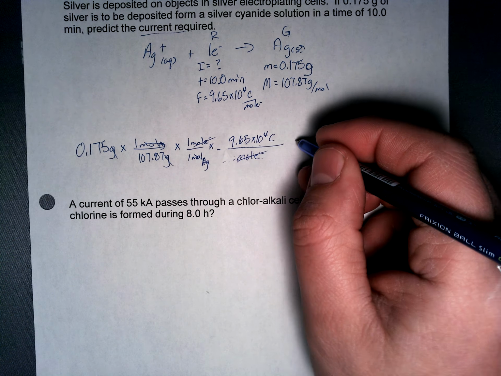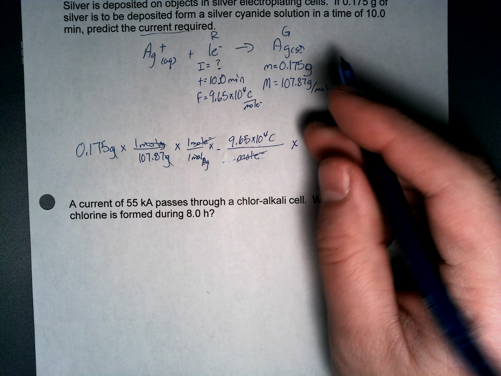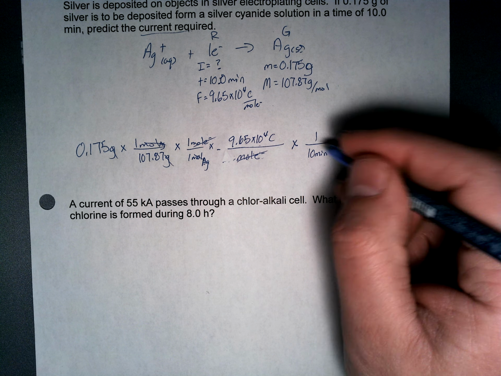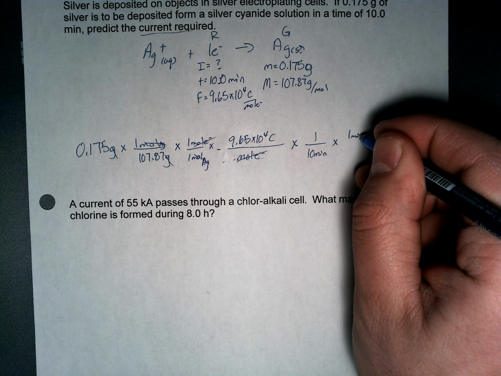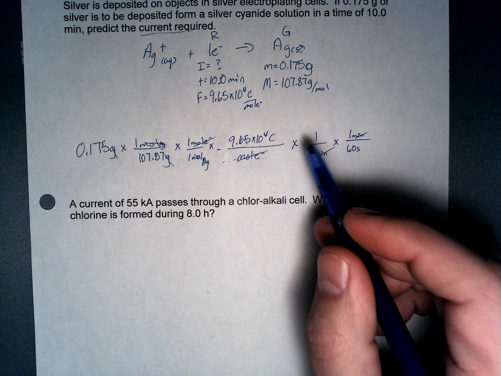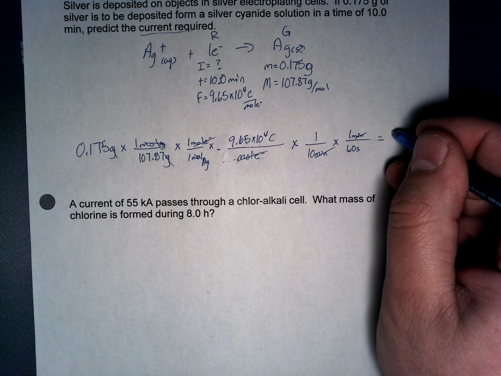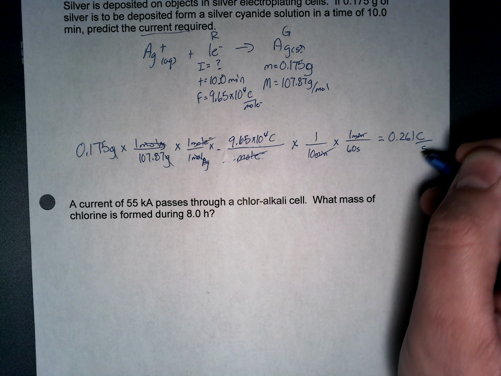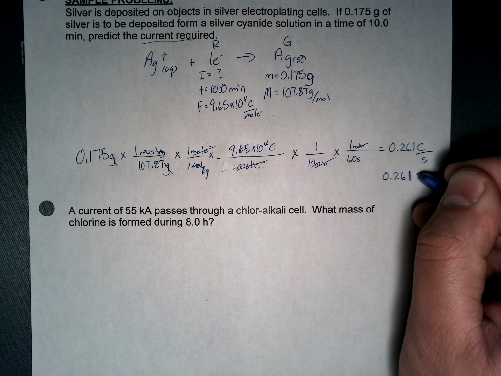Now I need it over seconds. Right now for my time I have minutes, so I'm going to go 1 over 10 minutes. I'd have coulombs over minutes, but I want coulombs over seconds. So for every 1 minute, I have 60 seconds. Now everything's canceled off and I have coulombs over seconds. This will give me my answer: 0.261 coulombs per second, or 0.261 amps, or amperes.